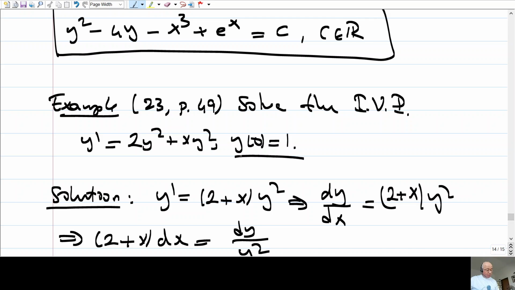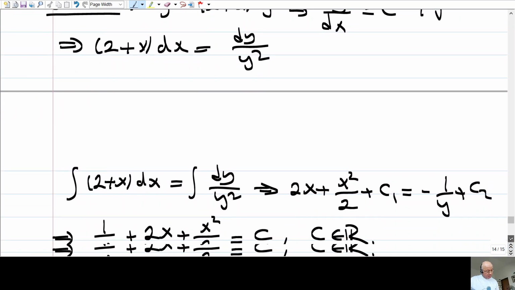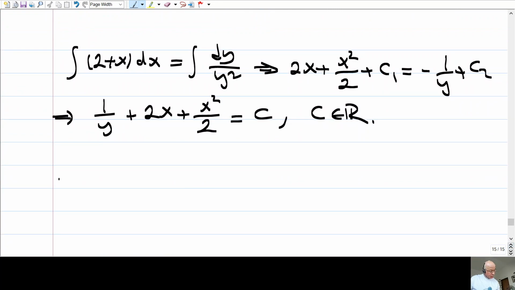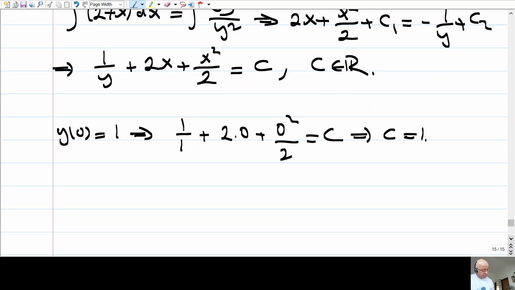Among those solutions, I would like to pick up the one which takes the value 1 at 0. So let's do that. Okay, so y of 0 is equal to 1. So when I plug 0 for x, y should be 1. So we get 1 over 1 plus 2 times 0 plus 0 squared over 2 is equal to c. Well, from this we see that c equals 1. Therefore, the solution we obtained is this expression.